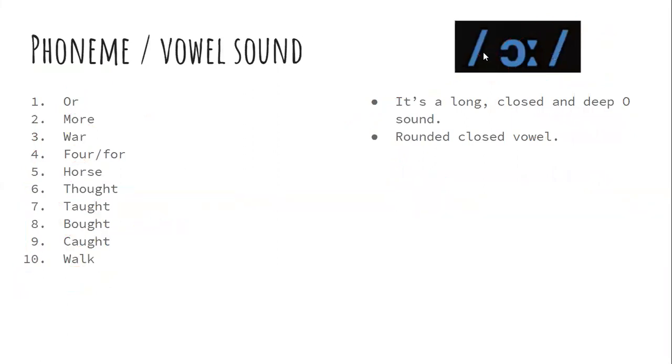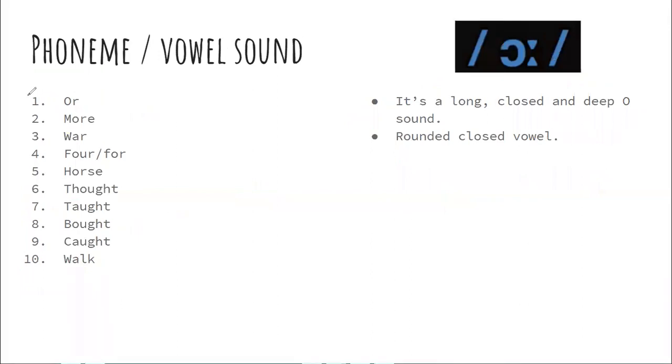This next phoneme is O, okay? It's deep, long, and comes from the back. So, ¿quién va a intentar esta? Let's go. I'm going to give you the hint. Okay, so we have O: more, war, for, horse, thought, taught, bought, caught, and walk.